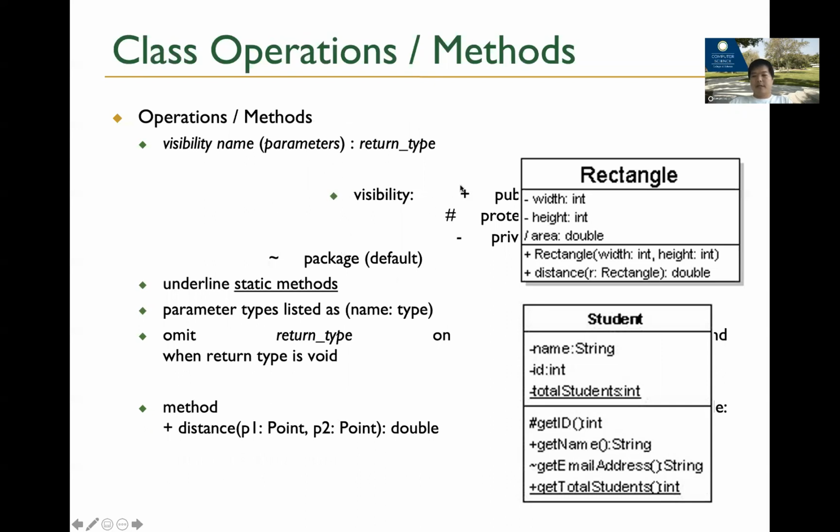And the method, same thing. You have the visibility for the method. You can also do a static method by using underscore. You can list all the parameter types with a colon structure. You can specify the return type, and you can specify the method like this, just to know what the format is. But most of the time, we just need you to be able to read and understand what this class does, what the methods are.